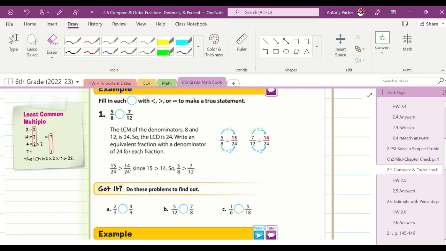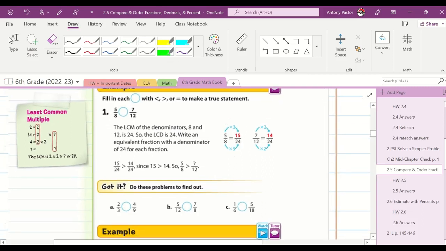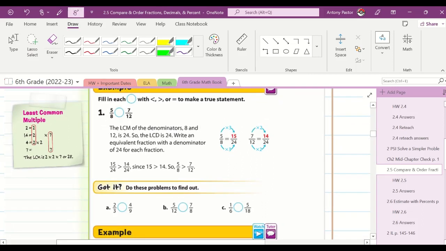In this example, they're telling us that the 8 and the 12 can both be converted to 24. In order for 8 to become 24, it must be multiplied by 3. Therefore, I need to multiply the numerator by 3 as well, our numerator in this case being 5. So our new fraction is going to be 15 over 24. On the other side, 12 needs to be multiplied by 2 to become 24. Therefore, we'll be multiplying the numerator 7 by 2, which will make it 14. And that is our new fraction.